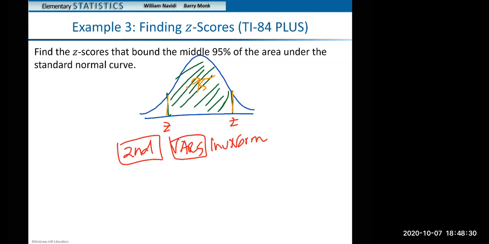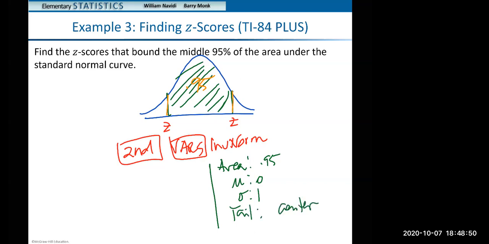So I'll show first those with the tail. This time you have to choose center. Area, you just have to enter 0.95. Mean is 0, standard deviation is 1, tail highlight center, and you will get the answers. Okay, that's for with the tail. Without a tail, so this is 0, 1.